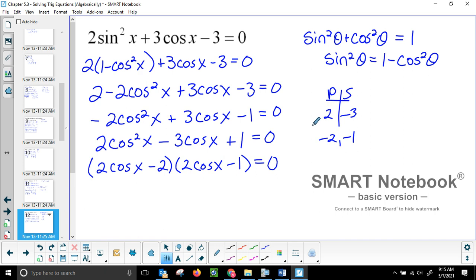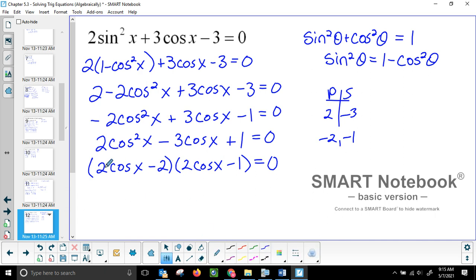You good? Okay. All right, so now we just take each factor, set it equal to 0 and solve. So when I take this first factor equal to 0 and solve, I will add 2 and then divide by 2. So cosine of x, I'm sorry, I'm not done factoring yet.